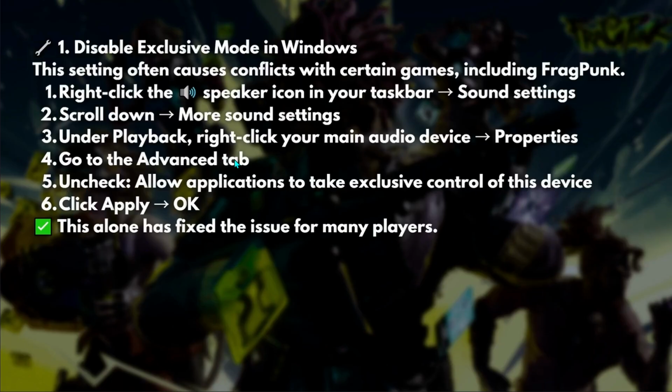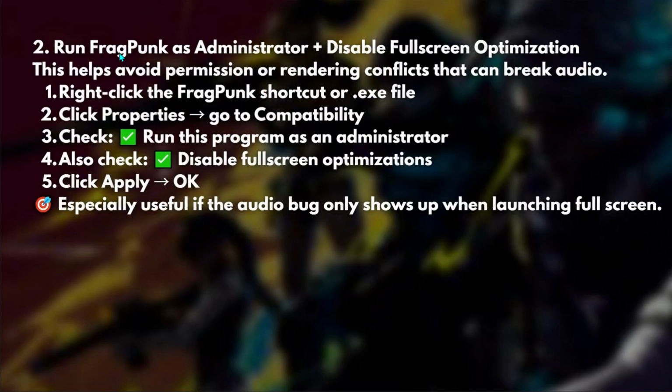Next, try running FragPunk as an administrator and disable full-screen optimizations. Right-click the game shortcut or the .exe file, choose Properties, go to Compatibility, and check both boxes. This can help prevent audio dropouts that happen when the game launches in full screen.